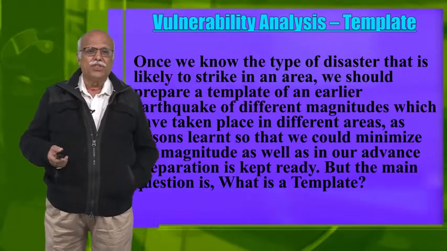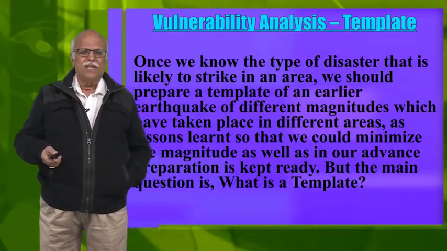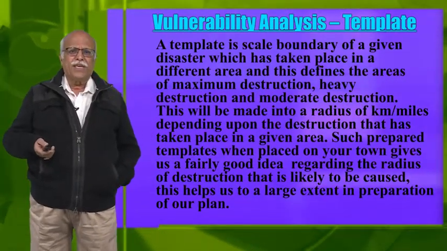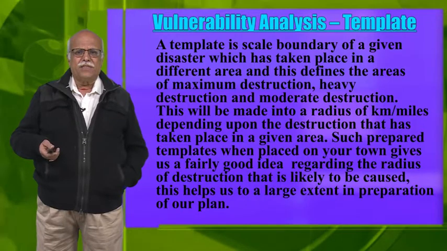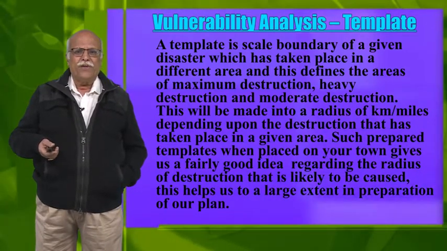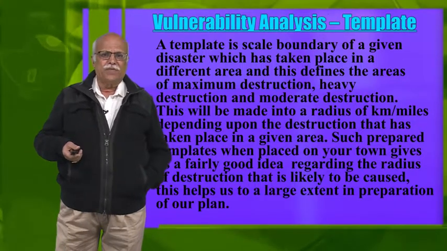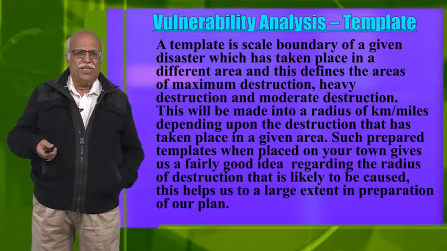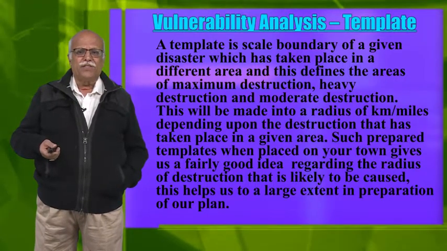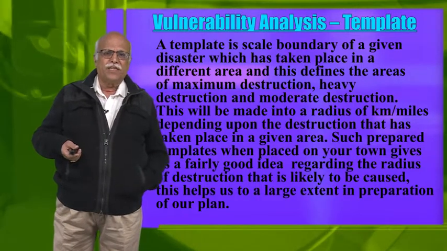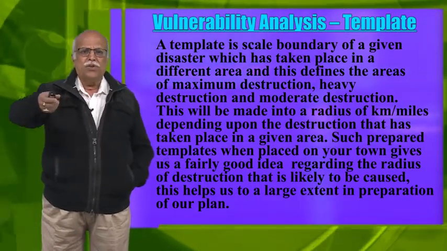So a natural question that has come to your mind is, what exactly is a template and how do you make one? A template is a scale boundary of a given disaster which has taken place in a different area, and it defines the areas of maximum destruction A, heavy destruction B, and moderate destruction C. This will be made in a radius of kilometers or miles depending upon the destruction that has taken place in a given area. In other words, we already know the destruction.